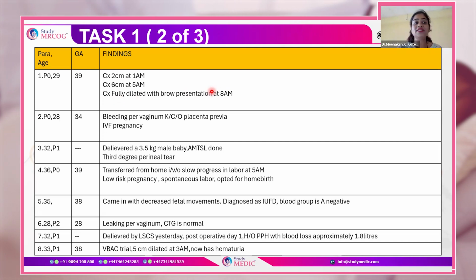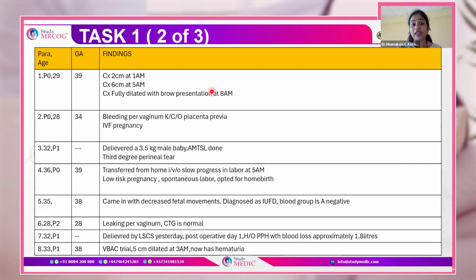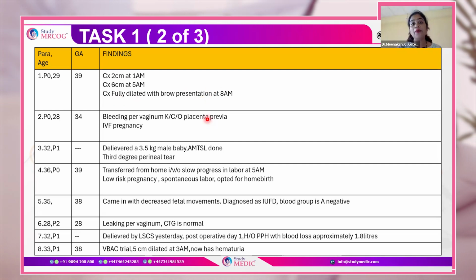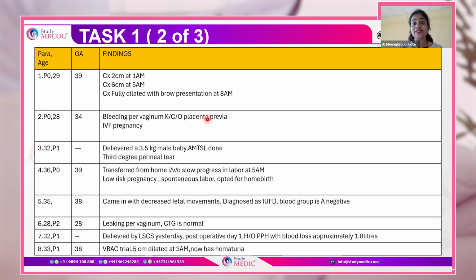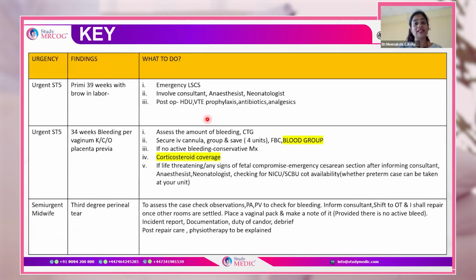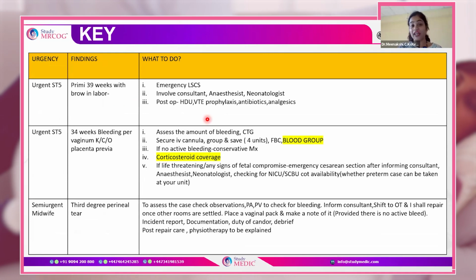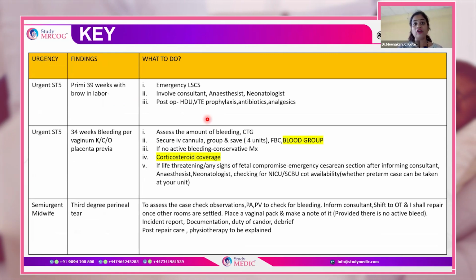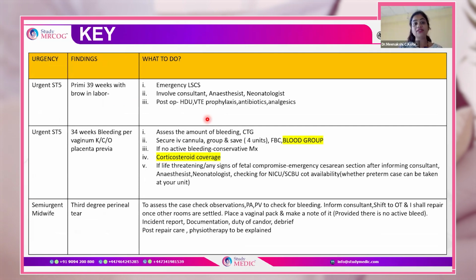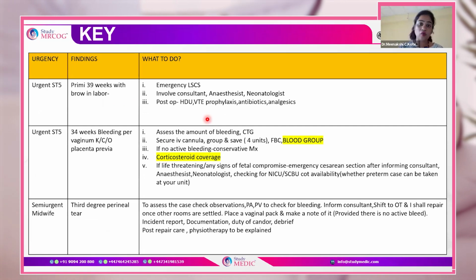So when you're summarizing the case, you can say, I'd like to go to room number 1. This is an urgent case. I would myself go and review the case, and this is a breech presentation. So I'd like to inform the consultant, secure the IV cannula, debrief the woman that there is a need for emergency cesarean section, inform the anesthetist as well as the pediatrician, group and save, rule out allergies, ensure the WHO checklist, and then the patient would be shifted to the OT.